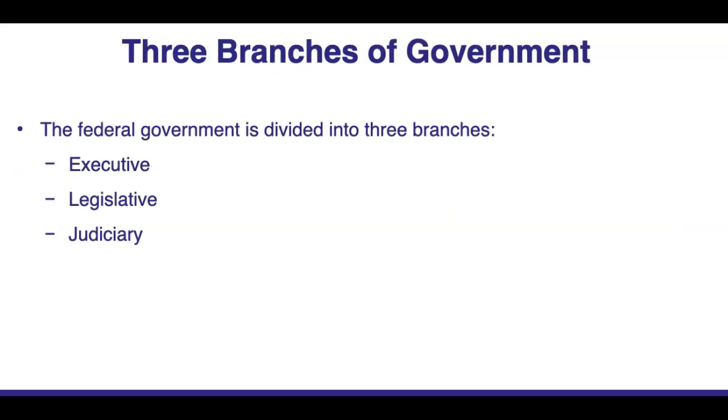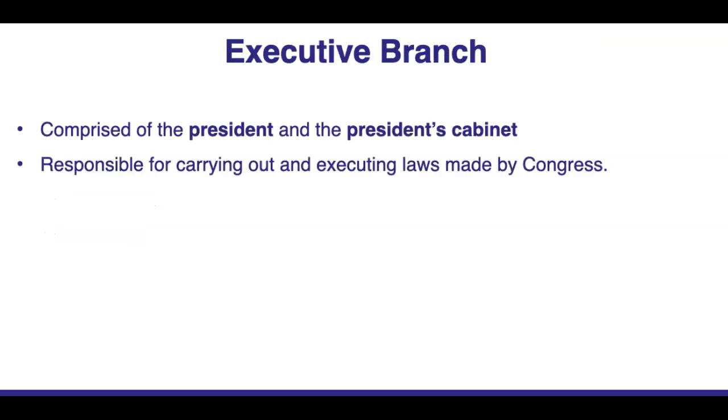We talked about the branches of government, which are all important: the executive, legislative, and judicial branches. So what's the executive branch? That's the president, right? And the president's cabinet. So they're responsible for carrying out and executing the laws made by Congress. And this gets a little bit challenging, right? Because there's executive power that the president holds and the members of his cabinet, but laws are executed by the executive branch. That's why executed, right?